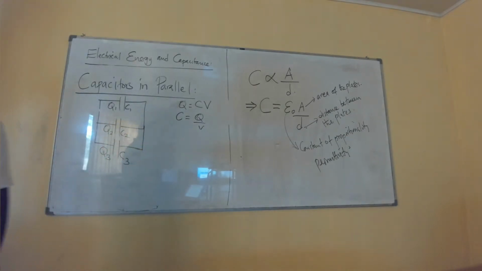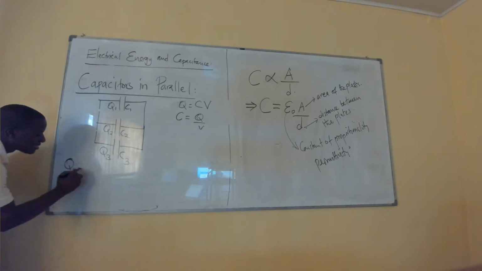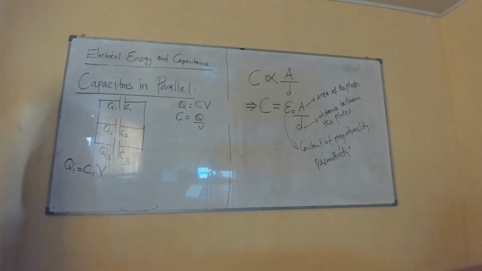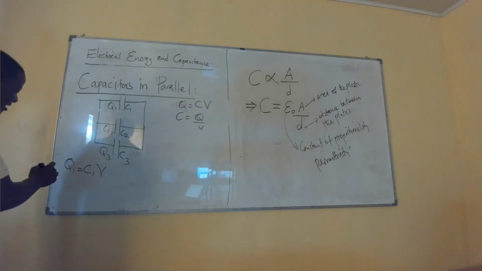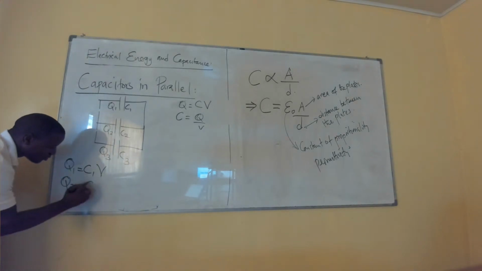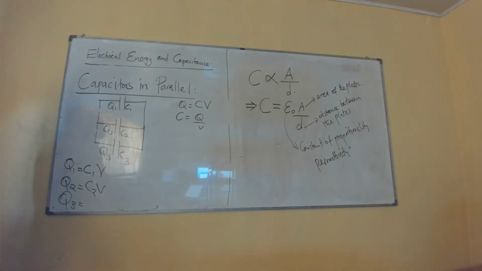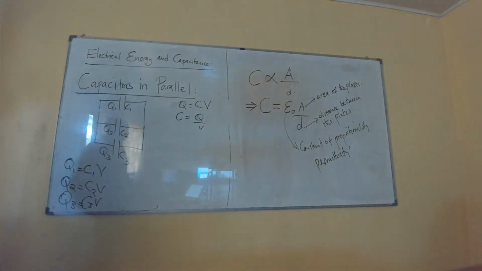Of course, we have a voltage source somewhere. Then what we have is that Q1 must be equal to C1 multiplied by V. Then, of course, Q2 must be equal to C2V. Then Q3 must be equal to C3V in that way.